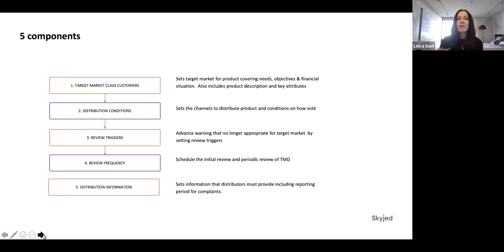So kicking off, being really clear about those class of customers, understanding your target market. Again, that's a standard thing that we do as product leaders. And of course, for DDO, we know there's a few extra components that need to go into describing that class of customers. Secondly, we've got to understand our distribution conditions. And again, this is a core product management activity as we set our product strategy, really understanding what are the best channels for us to use for our product strategy.